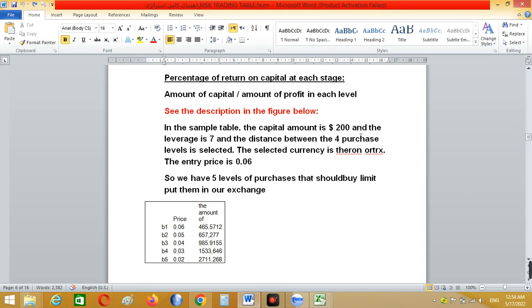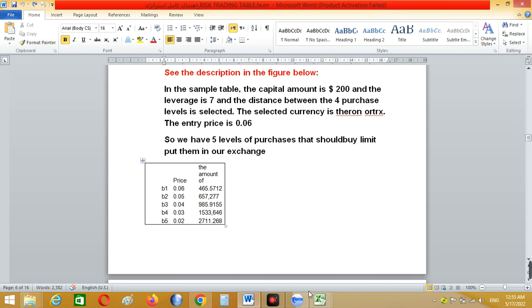If your capital equals $200 and your leverage equals 7, and the type of table selected is 4-step, and your currency is TRX, and your entry price is 0.06, you will have 5 buys at this price, and the amount of purchases which is available in front of your price. We will see this in our Excel file.